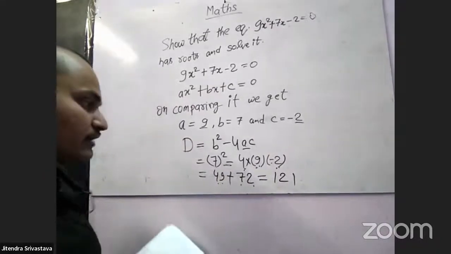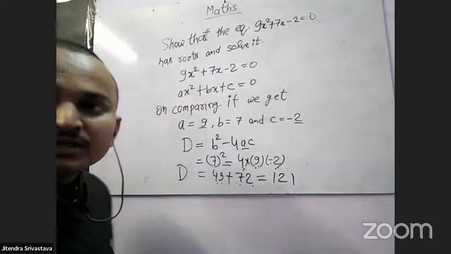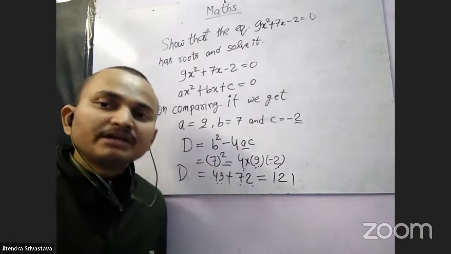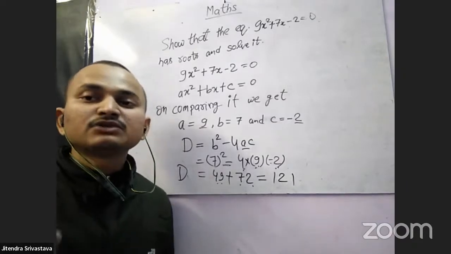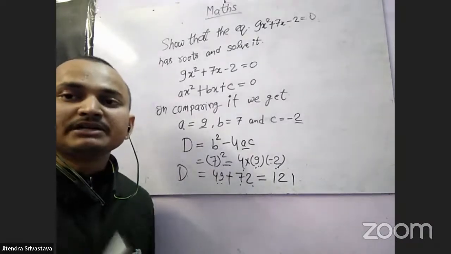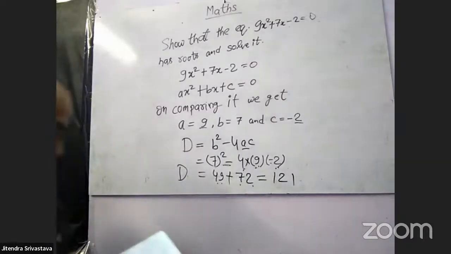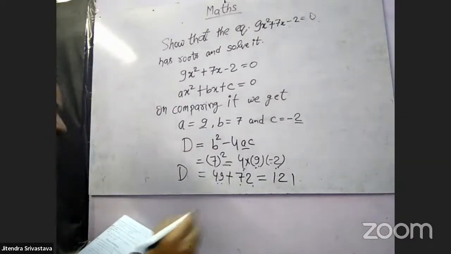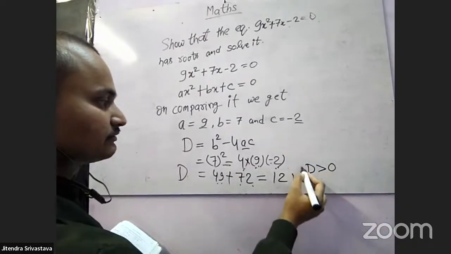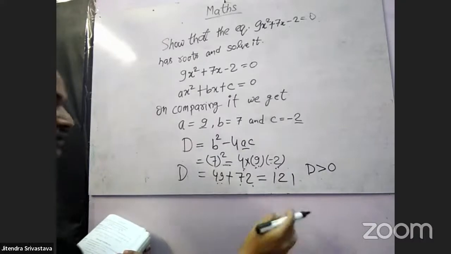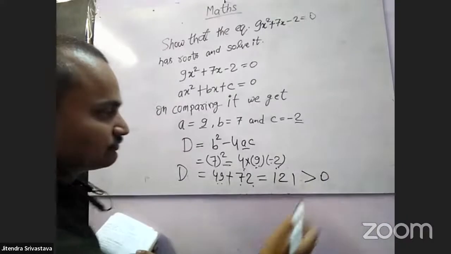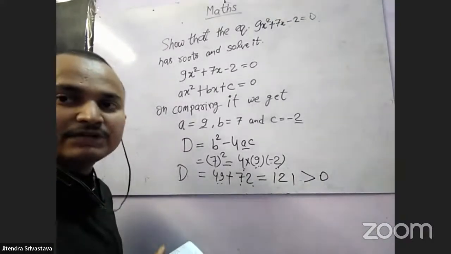So we are getting 121. As you can see, the value of d is greater than 0, so we can say the roots will be real. The roots will be real. So it has been proven that the roots will be real. We can write: since d is greater than 0, this equation has real roots.